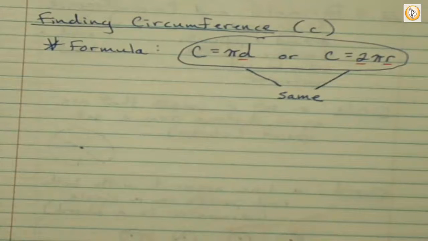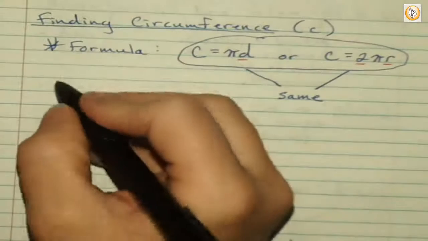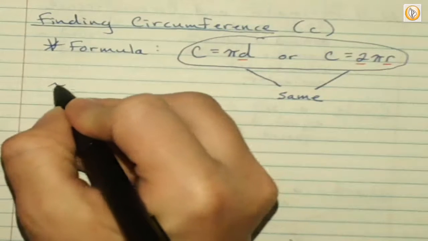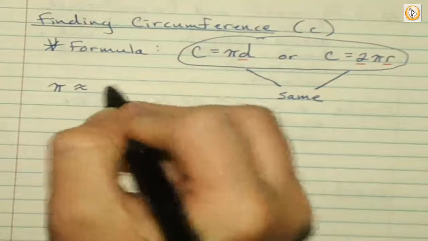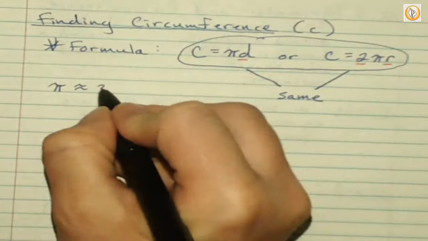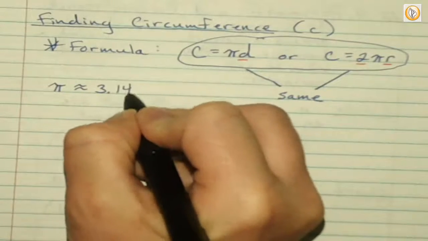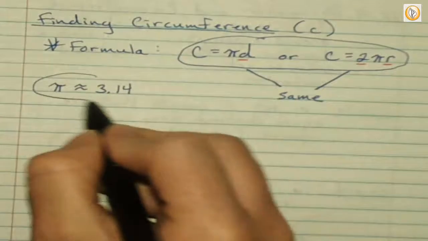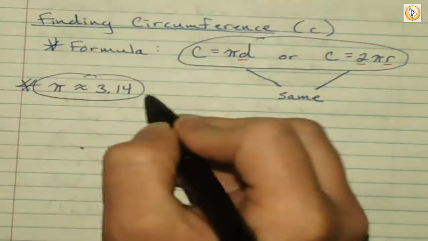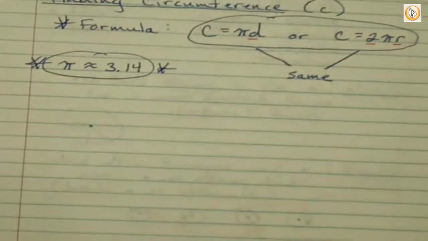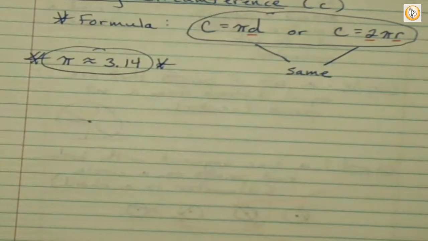Okay, you need to know that pi that you'll be using is about 3.14. You need to know that. Like, you need to have that memorized. Pi is 3.14. It's a lot more numbers, but this is rounded to the nearest hundredths, and it's the one that everyone uses.